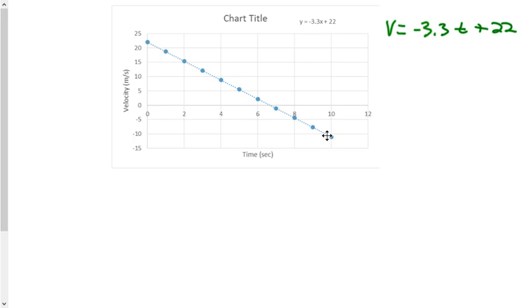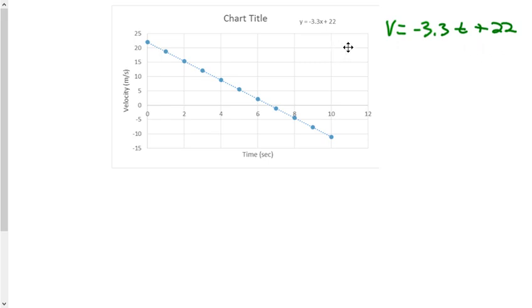What we want to find is the displacement this object is going through from time equals 0 seconds to time equals 10 seconds. Let's first of all interpret our equation. The line of best fit is y equals negative 3.3x plus 22. That really means velocity equals negative 3.3t plus 22.